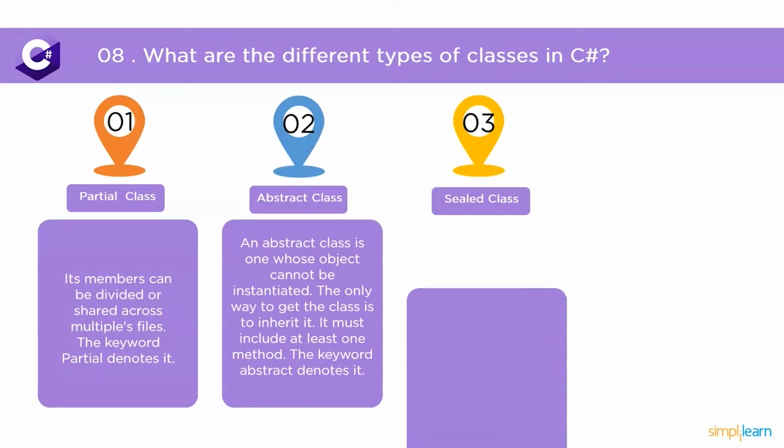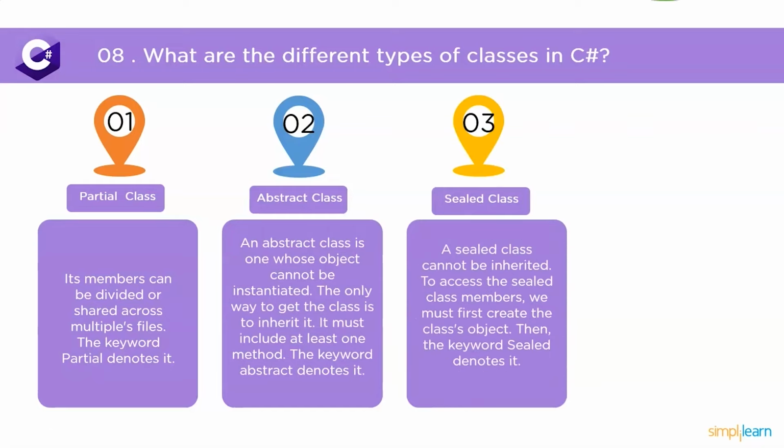The next class is sealed class. A sealed class cannot be inherited. To access a sealed class's members, we must create the class's object. Then the keyword sealed denotes it.